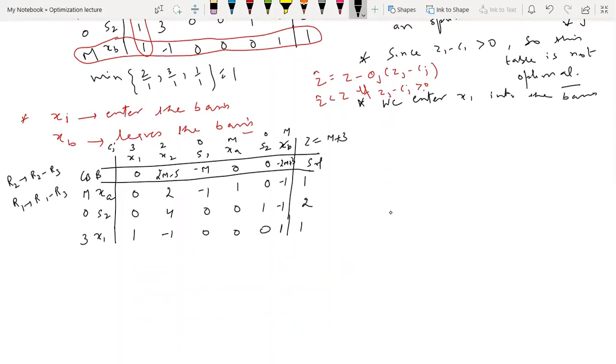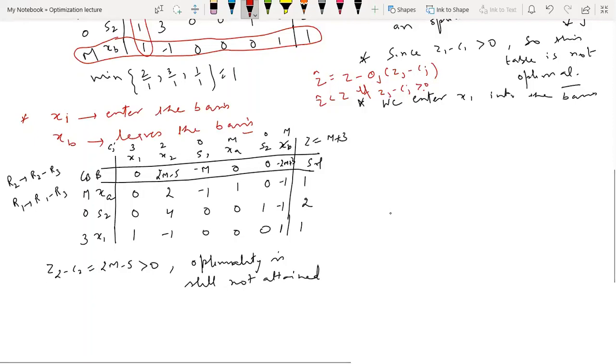So what I have to do here is again check for my zj minus cj. You see here in case of z2 minus c2 is strictly positive, since z2 minus c2 is 2m minus 5, which is strictly positive. So optimality is still not attained, because one of the zj minus cj is positive. Remember that we are dealing with the minimization type problem, and for minimization all of them have to be negative. So that means I have to enter my x2 into the basis now.